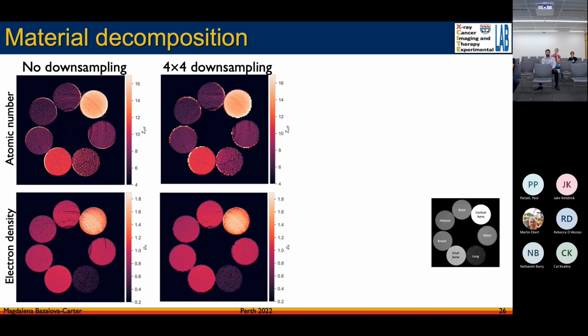This is really hot off Devon's computer. He was looking at two different energies, 45 to 55 and 80 to 100 keV, again just two energies. And this is what happens when you reconstruct the atomic numbers and electron densities at full image resolution. If you downsample it, you end up with images that look like this. And you can see that clearly there is different contrast. If you look at this one, the inner bone material, it has a different contrast in the atomic number map compared to the electron density map. And you can perhaps take advantage of that in treatment planning or in diagnosis of patients.